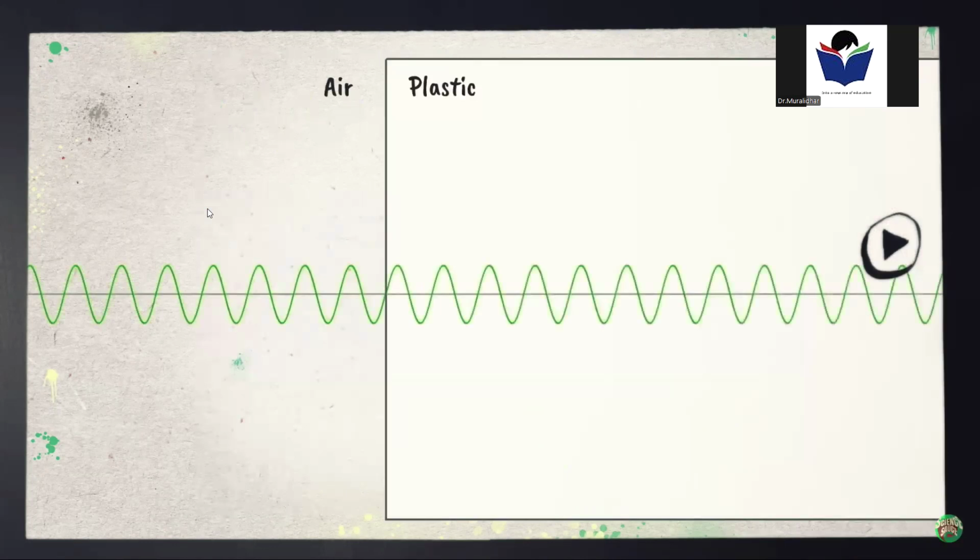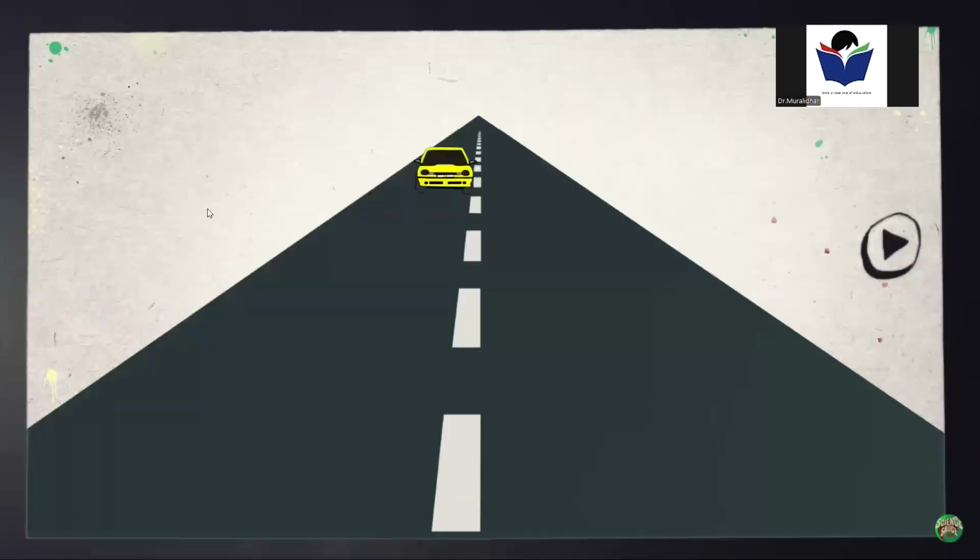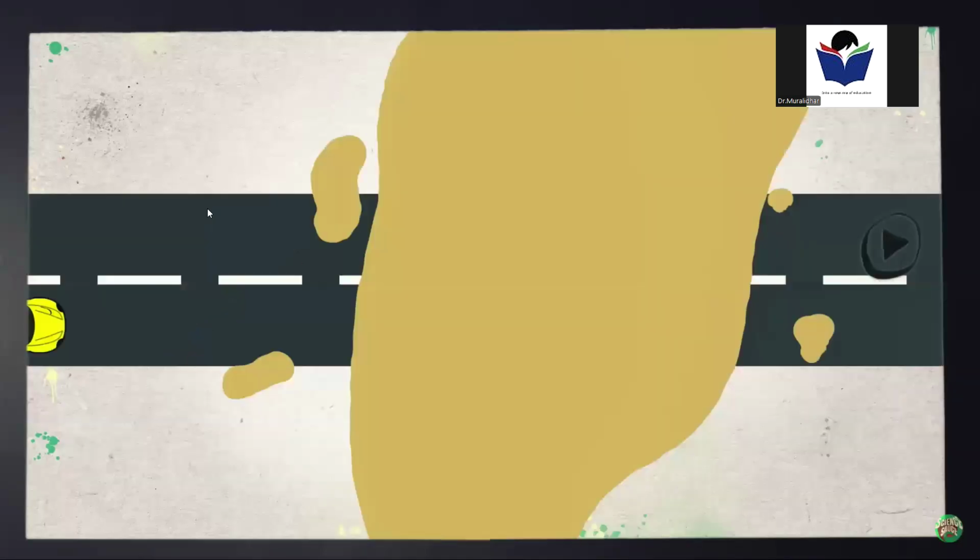To understand why the pen looks weird through water, let's forget about light for a second and picture a car travelling along a road surface, then reaching a patch of sand. Just like the light wave, the car slows down as it reaches a different material.